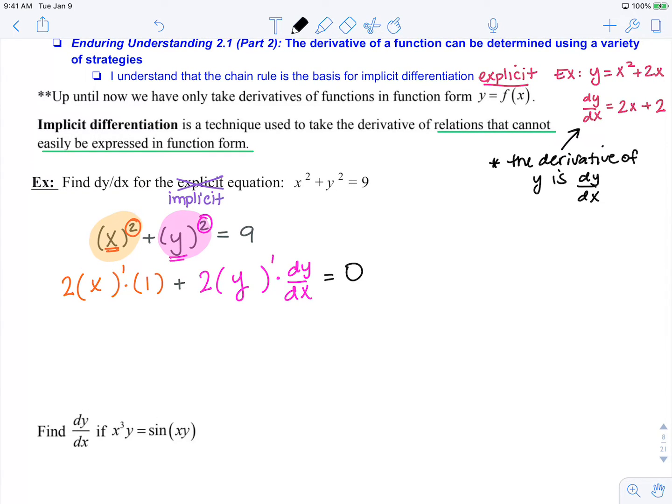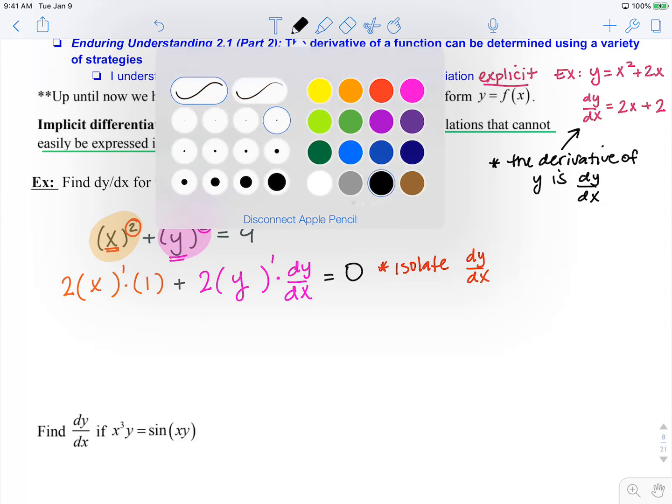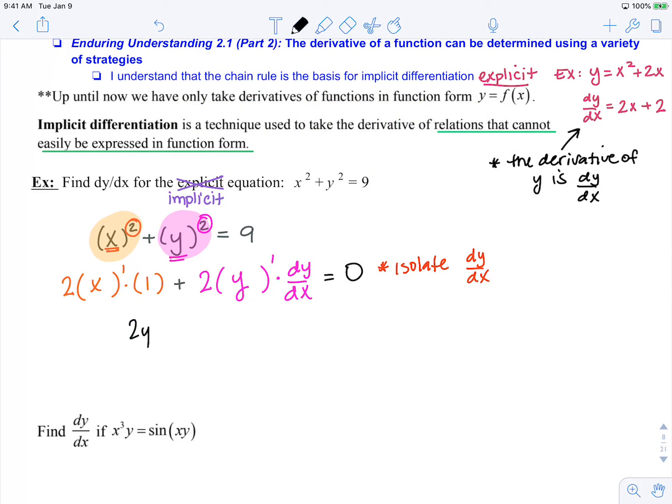So now that we've done this, we need to isolate dy/dx. So I'm going to move anything that doesn't have dy/dx to the other side of my equation. So I have 2y dy/dx equals negative 2x. And then to isolate dy/dx, I'll divide by 2y. And that gives me dy/dx equals negative x over y.